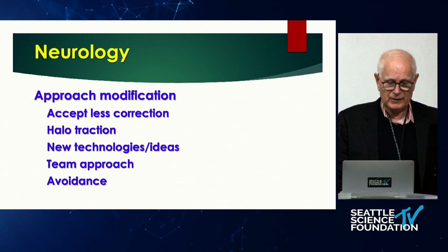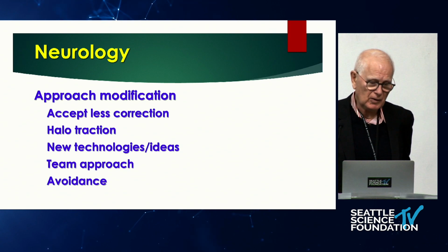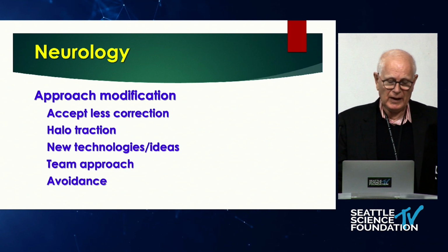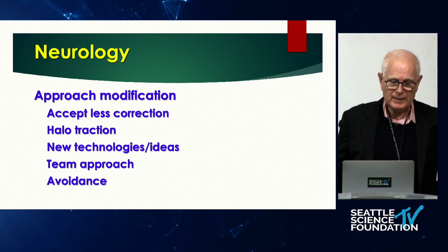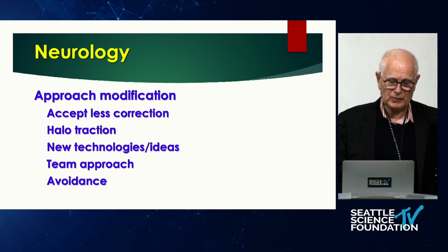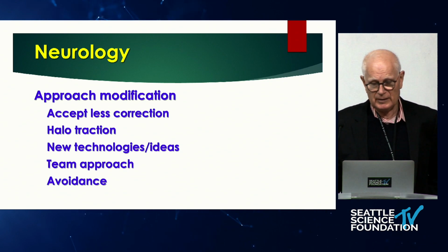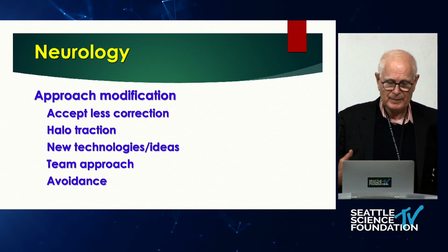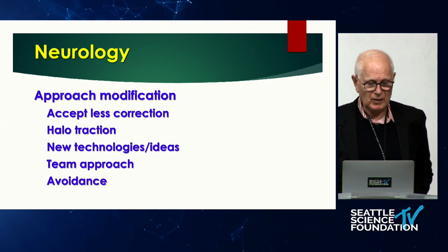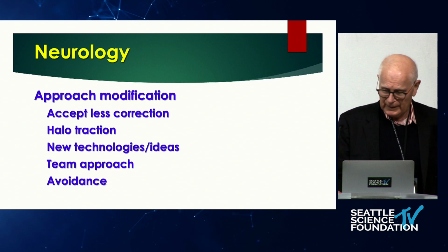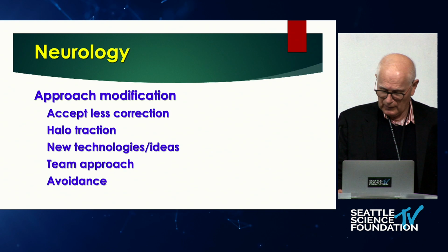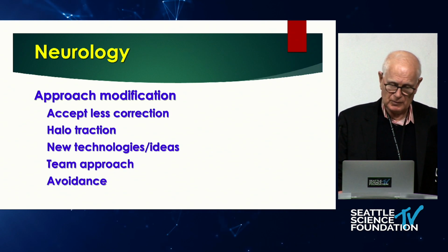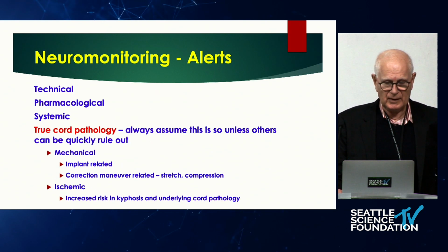Approach modification is also an option. We frequently use the halo traction to get as much correction as we can preoperatively. Sometimes you do have to accept less correction. New technologies help, such as the magnetic rods for treatment of early onset scoliosis, or a Vector helps together with this team approach. However, occasionally you just have to pass on some of these.